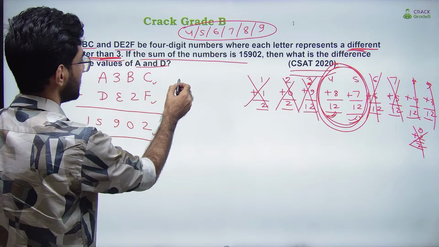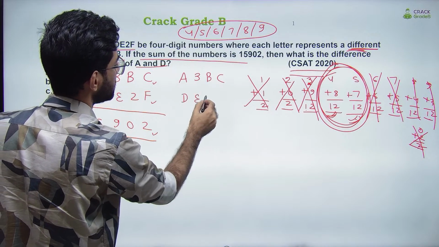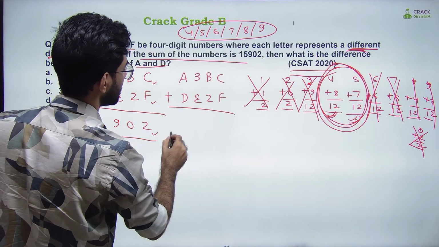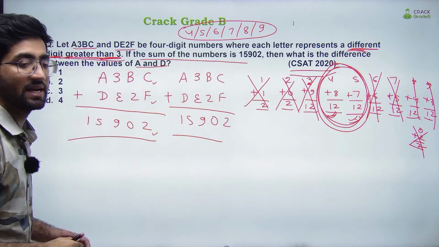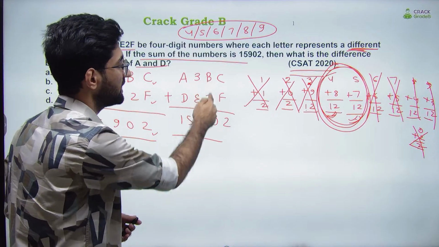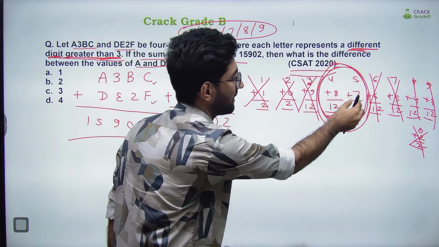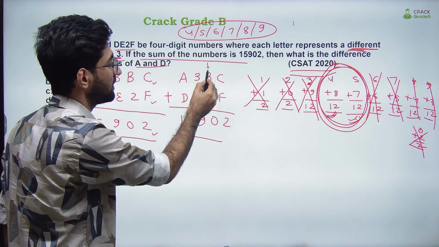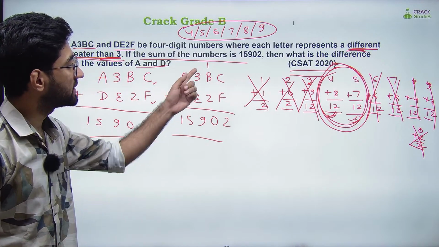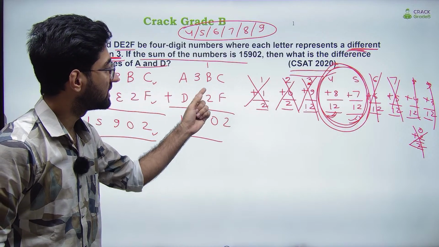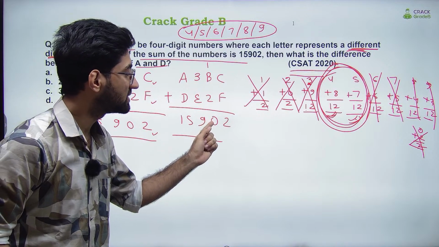If you solve it further, you will again write A3BC, then DE2F, and you know that you get 15902. See, now we will not think about C and F. Now we will think about B and 2. When you add 4 plus 8, that is 12, and 5 plus 7 is 12. You get 1 to add with B and 2. So basically 1 plus 2 is 3, and then you are adding B and you are getting 0 here.